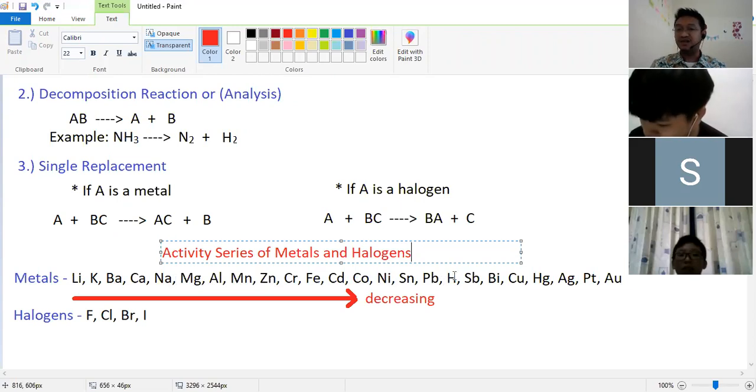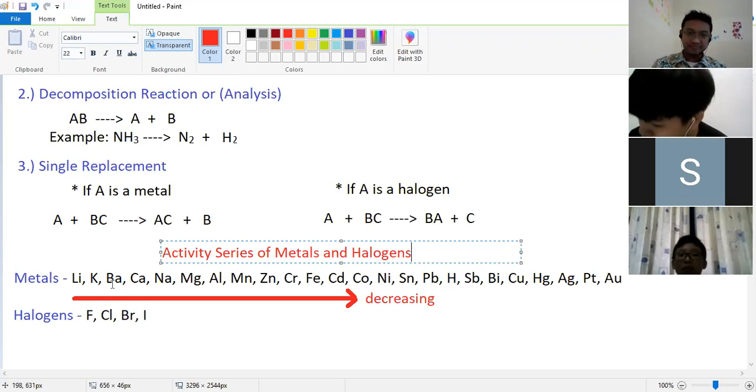Hydrogen is not a metal, but it will play a role when we deal with single replacement reactions that involve acid, steam, and water. So it will play an important role there. That's why it's included here. And then followed by antimony, bismuth, copper, mercury, silver, platinum, and the one which is least reactive is gold. So the most reactive is lithium. The least reactive is gold.